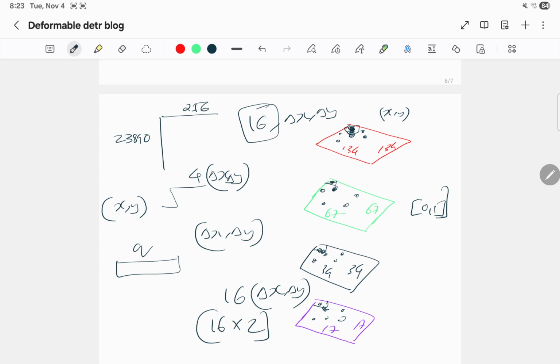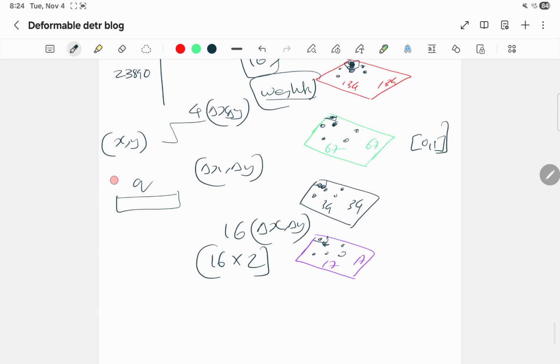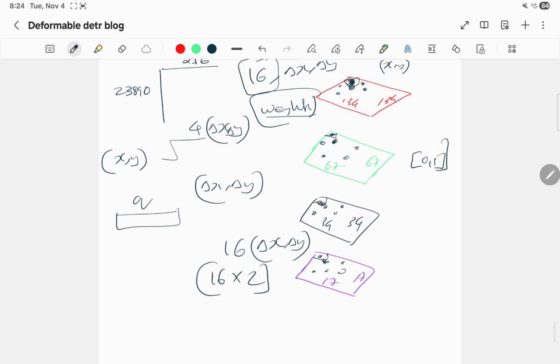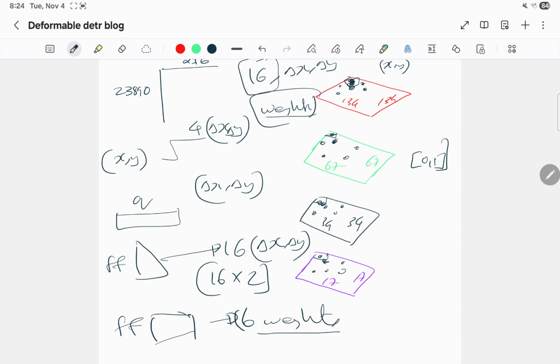But we also want to learn how much weightage each of these keys should have. So what we have is another feed forward layer. So we have one feed forward layer that is giving us 16 delta x delta y. We have another feed forward layer that gives us 16 weights of this 16 delta x delta y.